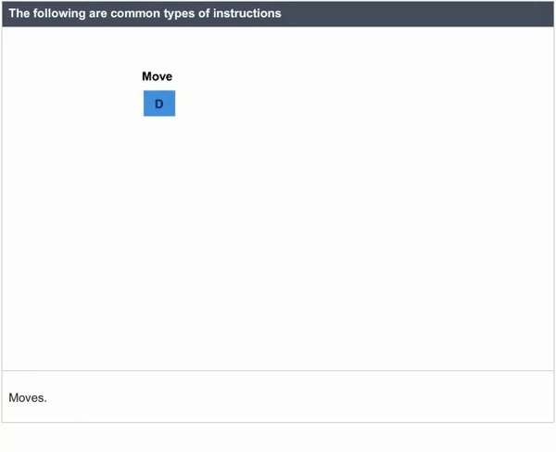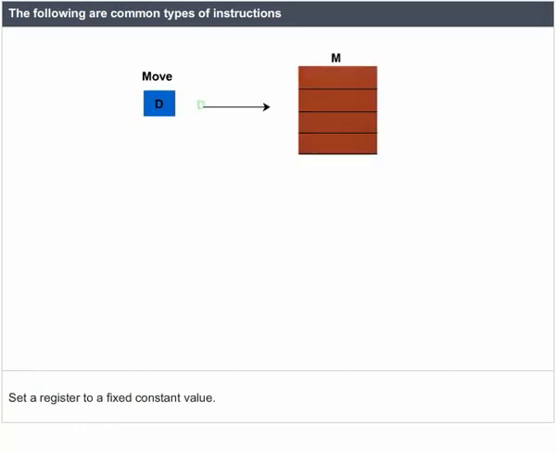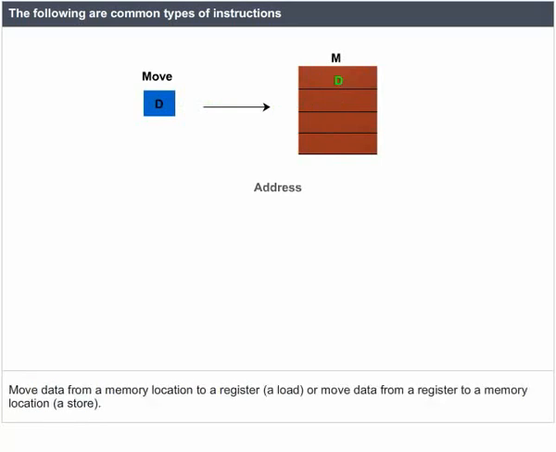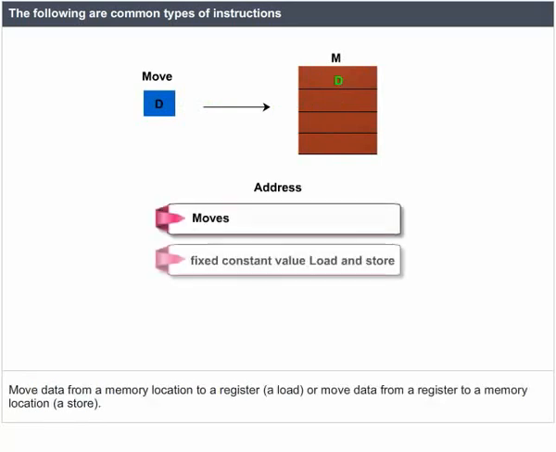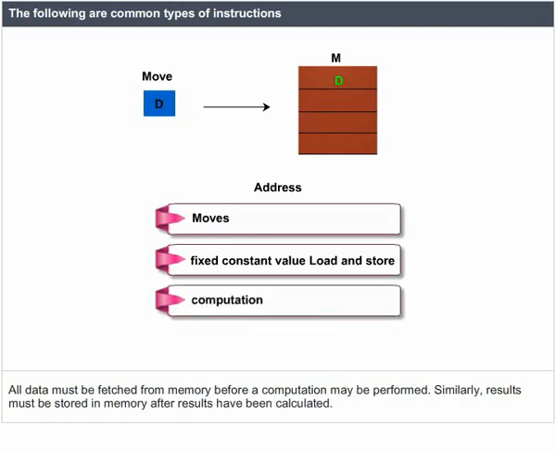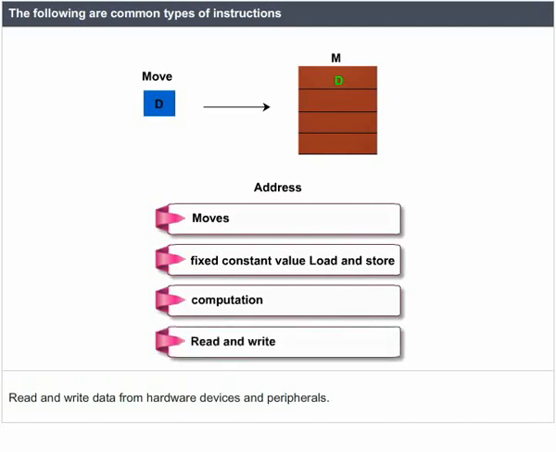The following are common types of instructions. Moves: set a register to a fixed constant value; move data from a memory location to a register, a load, or move data from a register to a memory location, a store. All data must be fetched from memory before a computation may be performed. Similarly, results must be stored in memory after they have been calculated. Read and write data from hardware devices and peripherals.